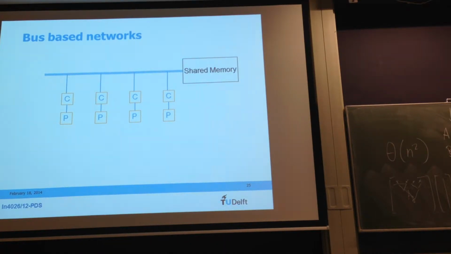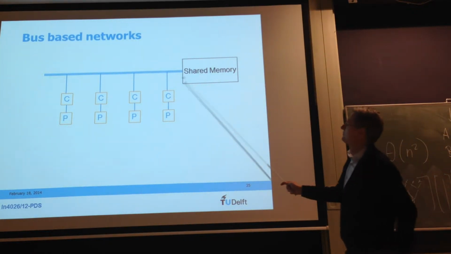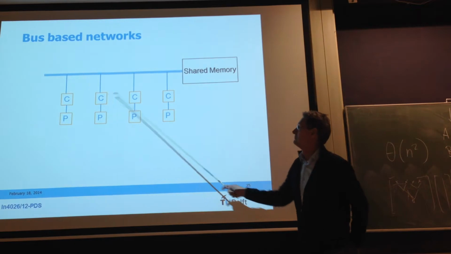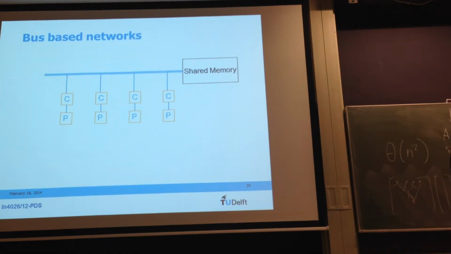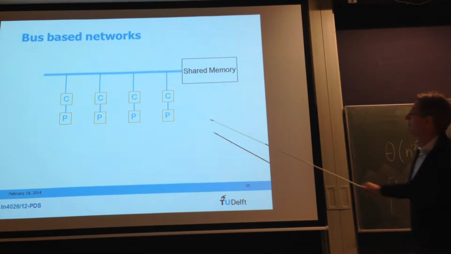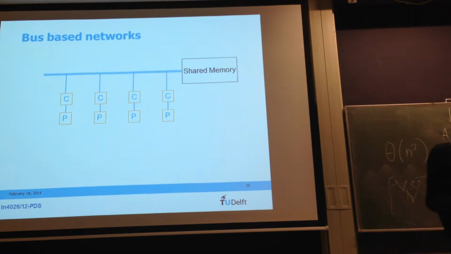Let's start with the most simple one, and that is bus-based networks. The scheme is very simple. We have now a number of processors which have their own cache and are connected to shared memory. So all the traffic to the shared memory goes through this common communication channel.